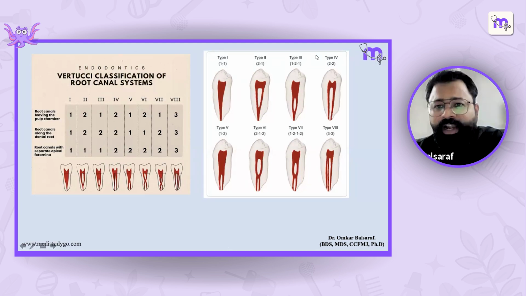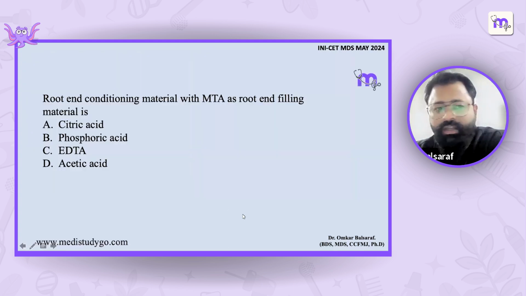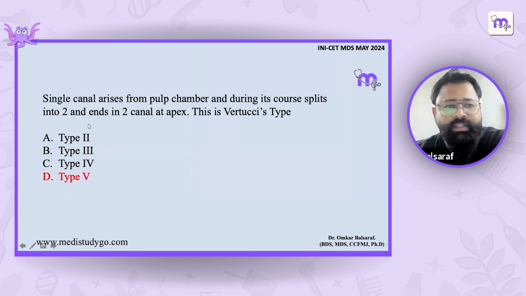So subsequently, if you write down and remember it in that manner, it will be very useful for you. For type 5, you have 1 and 2. Since the question, we'll just go back to the slide on the question. The question being, single canal arises from pulp chamber and during its course splits into two and ends in two canals at apex. So it is one canal that goes and splits into two during its course and ends in two canals at the apex.